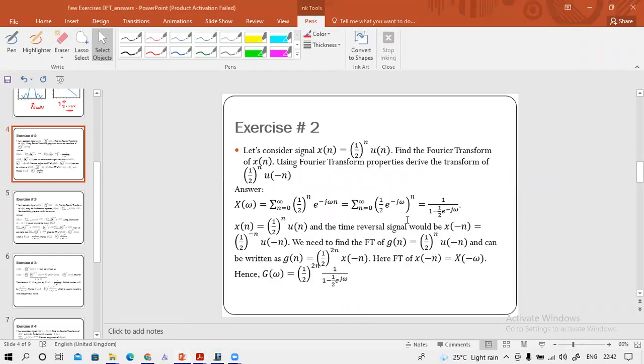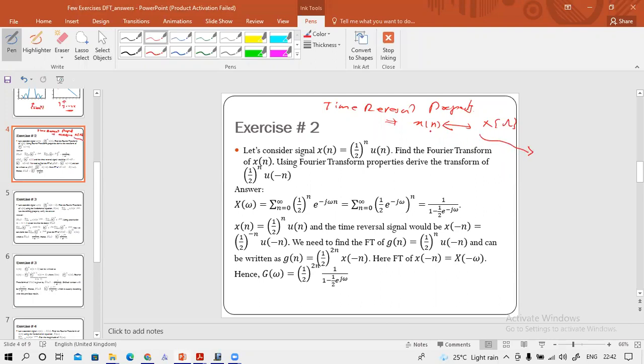So here you are asked to use the time reversal property. The time reversal property is very easy. I think you better keep that property also in mind. So if you have x[n], a time domain signal, and you get the Fourier transform, it is capital X(omega), and vice versa. So this is the Fourier transform pair.